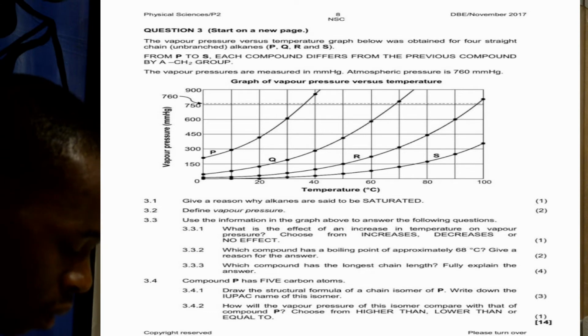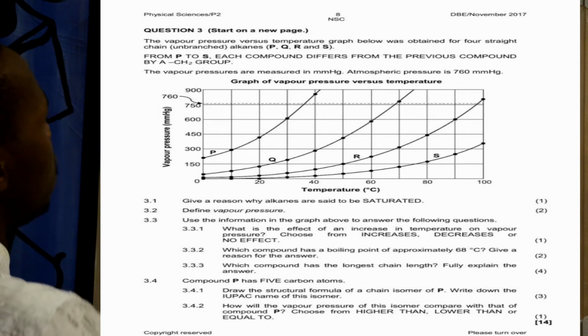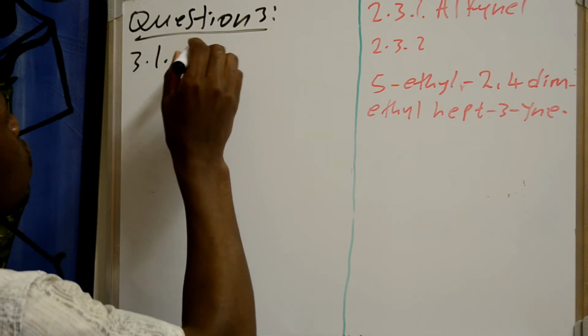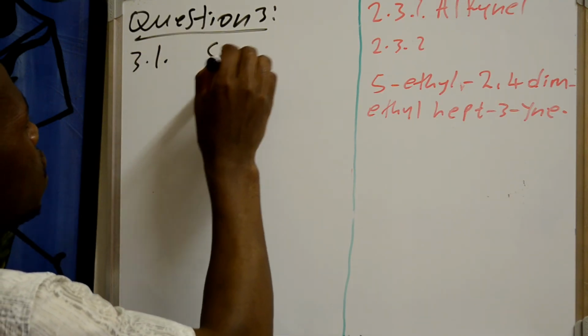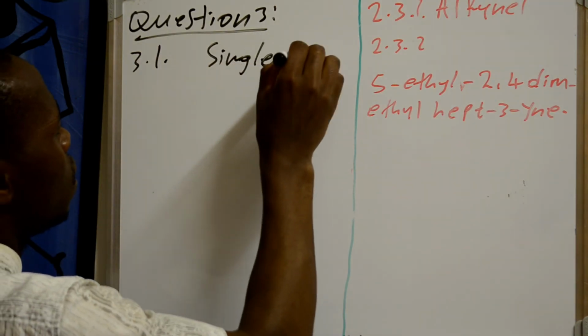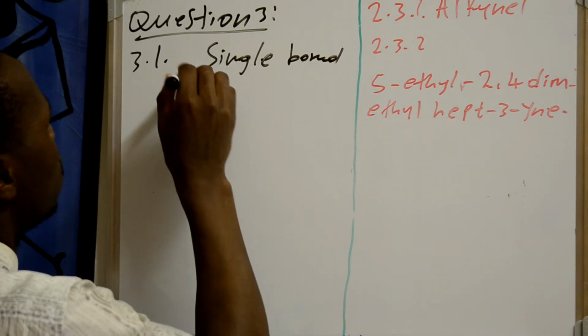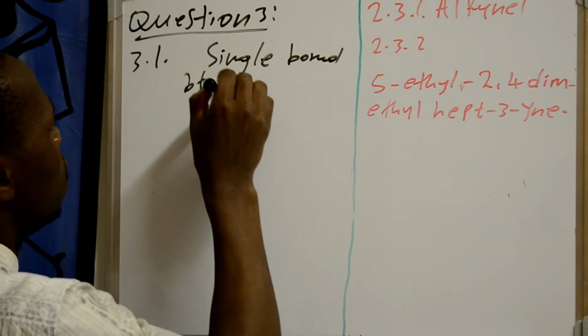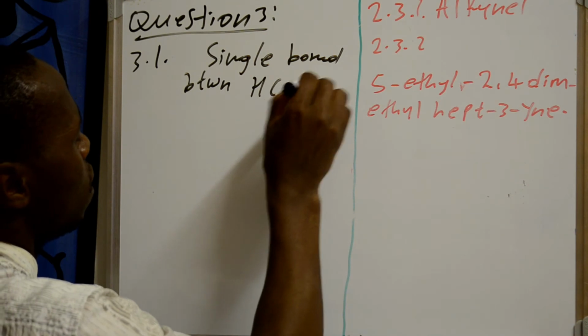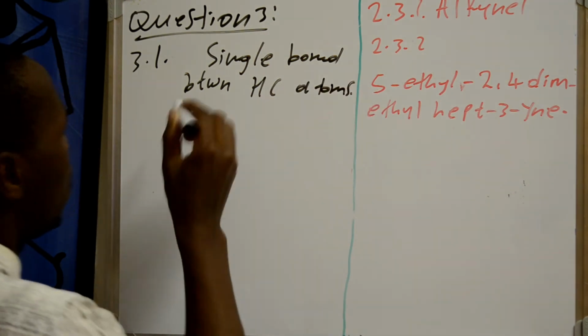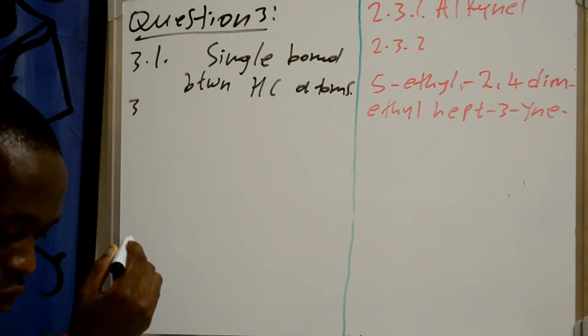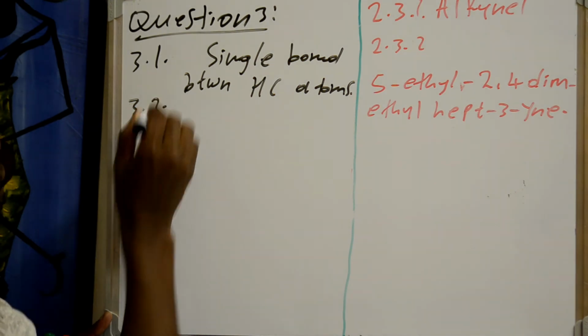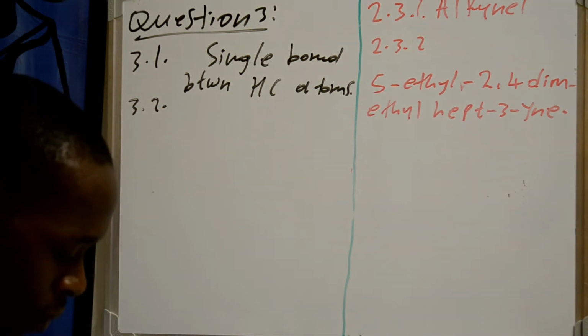Now number 1, give a reason why alkanes are saturated. It's simple. We all know, they have single bonds between the H and C atoms. You will write along as well. I'm not writing answers for you. I'm giving you the principle.